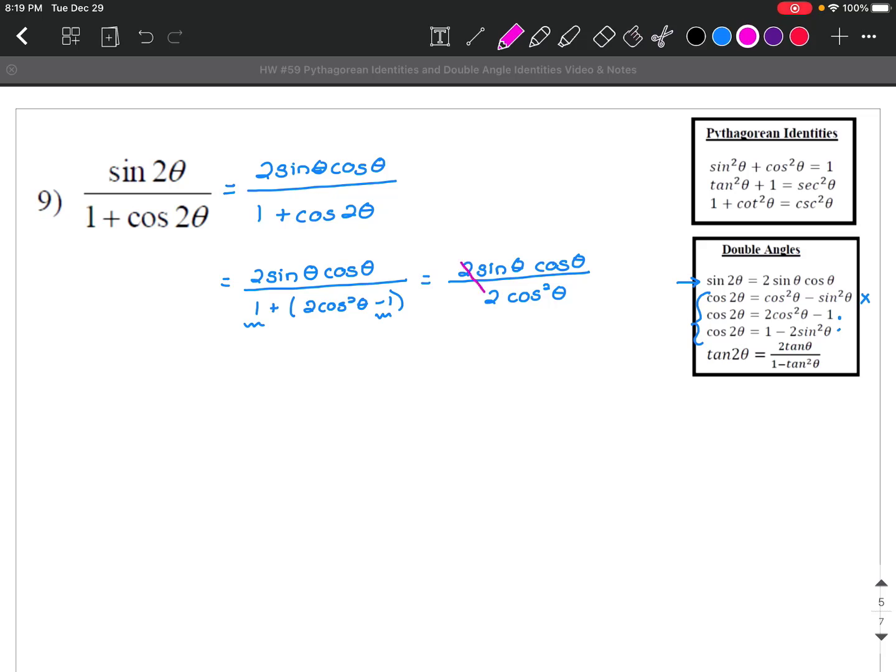Now my 2's are going to divide to 1, and my cosine theta in the top is going to cancel out one of my cosines in the bottom, and I'm going to be left with sine theta over cosine theta. Almost done, because what do we call sine theta over cosine theta? That's just tan theta. And there we go. That's one way to simplify this.